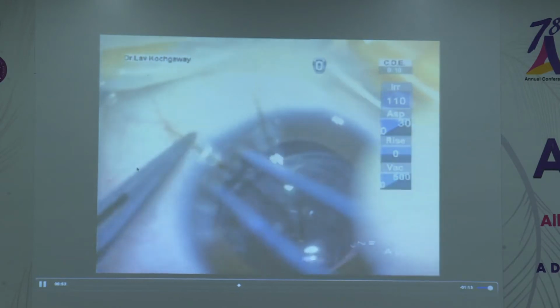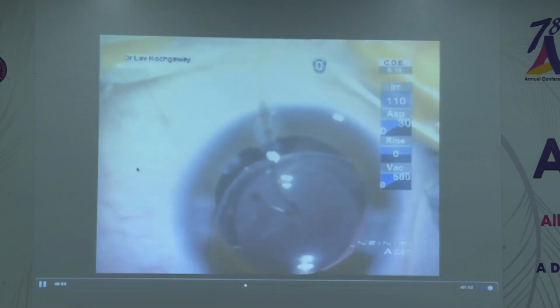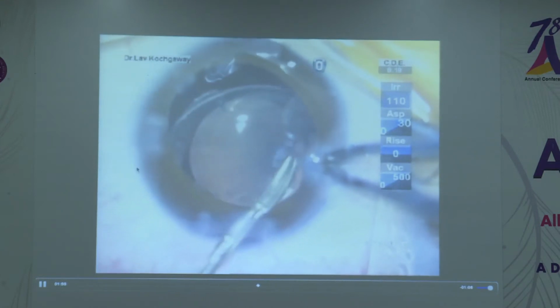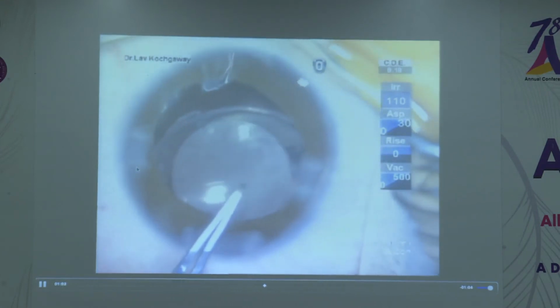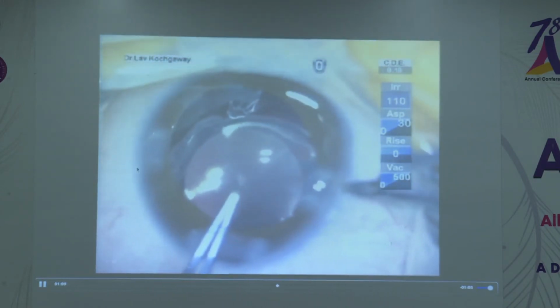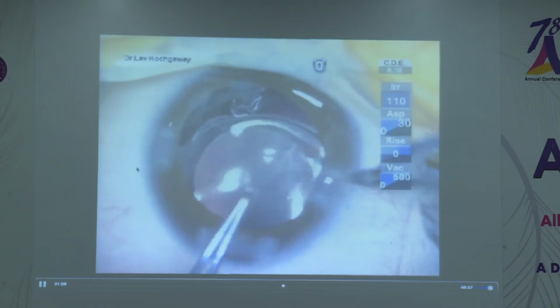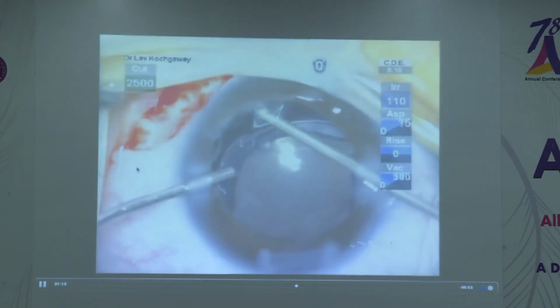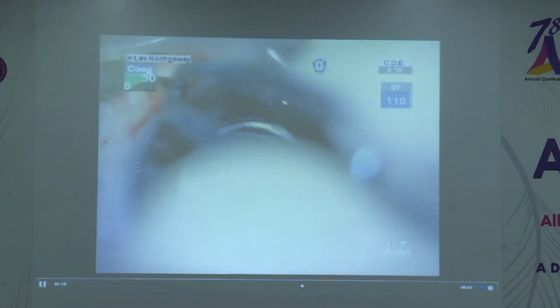And after everything is done, we remove the hooks, and what we see is a grossly decentered capsulorhexis. So a nick is made, and we enlarge the capsulorhexis to get a respectable size, and all these steps are important. One step goes wrong, and then it's in a total mess.